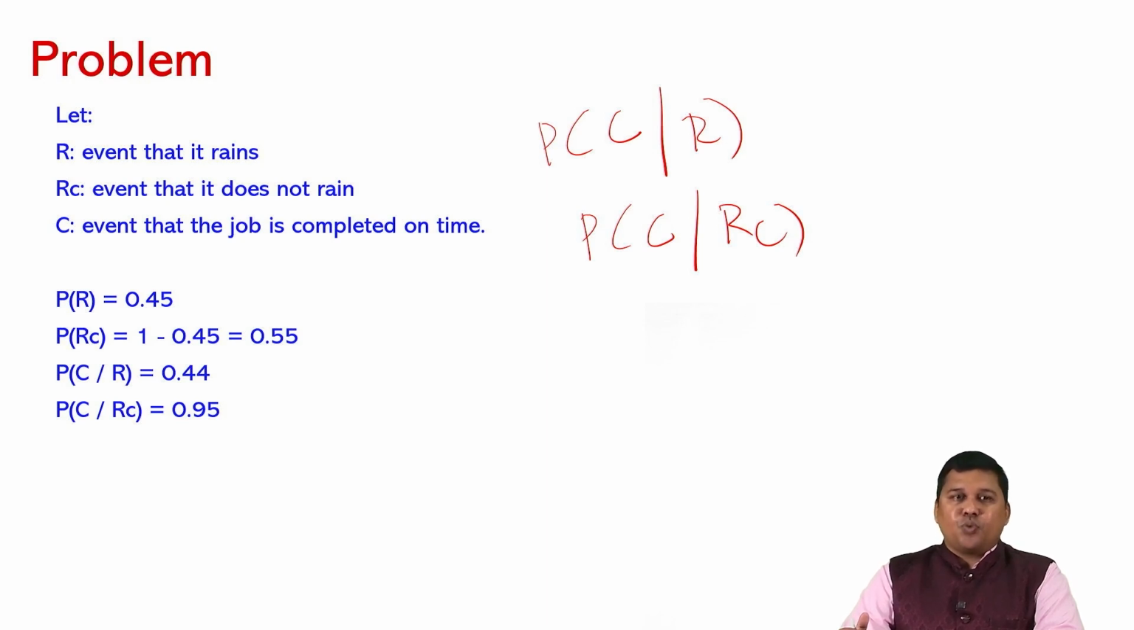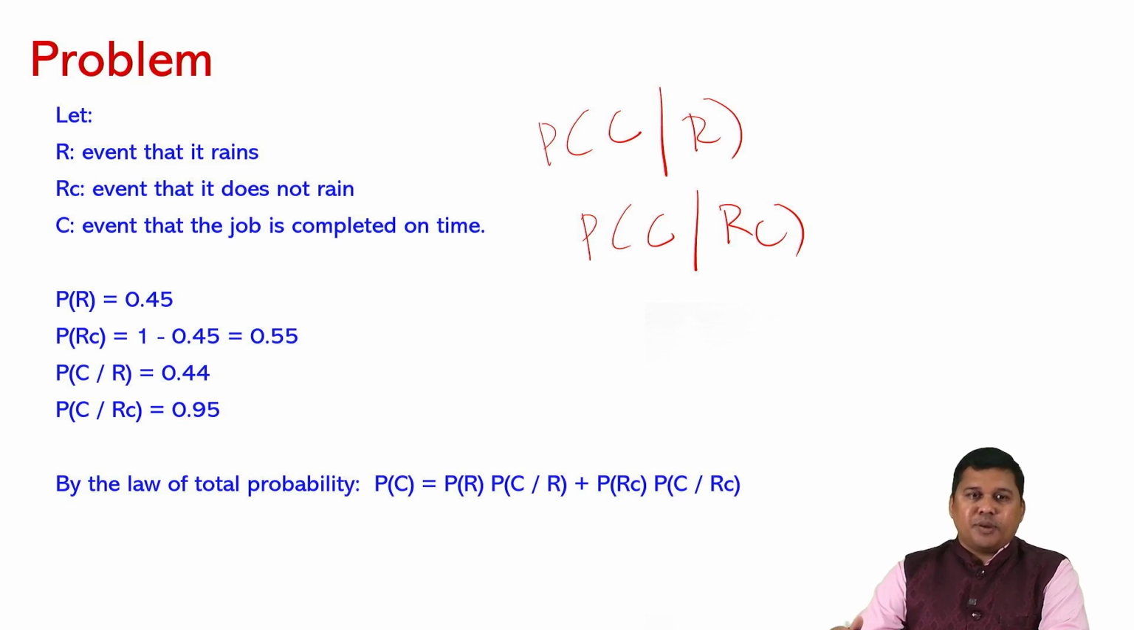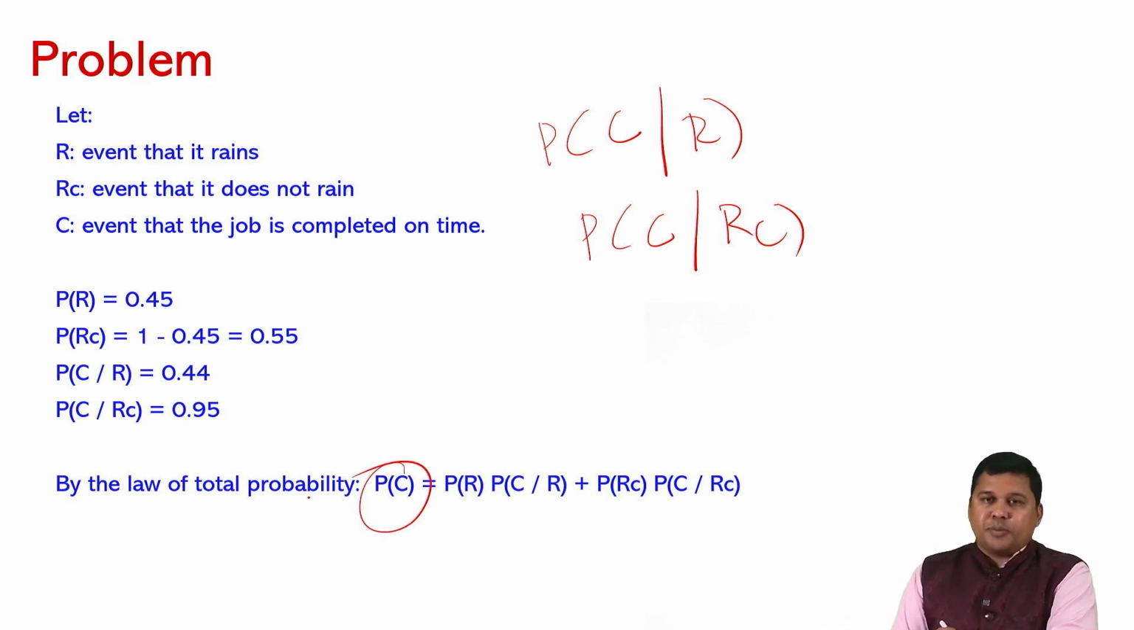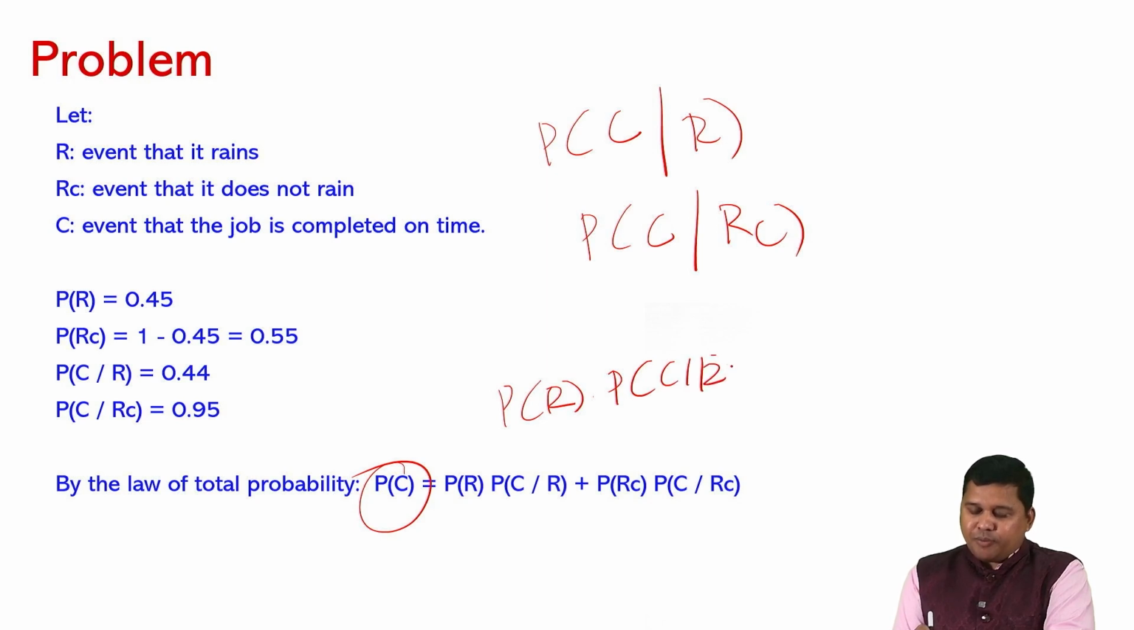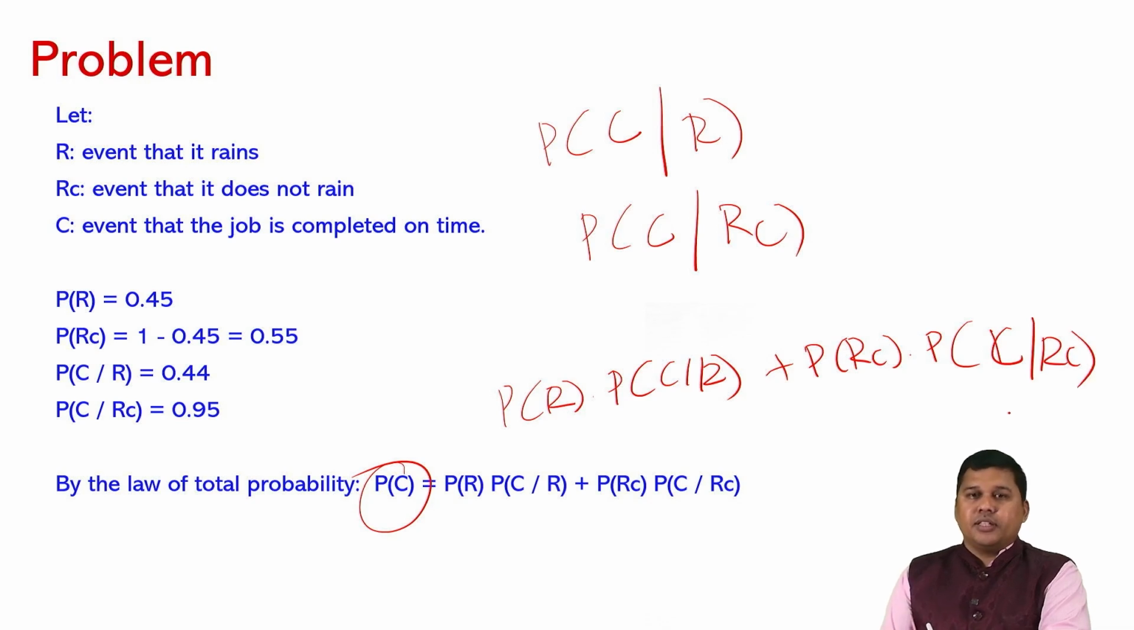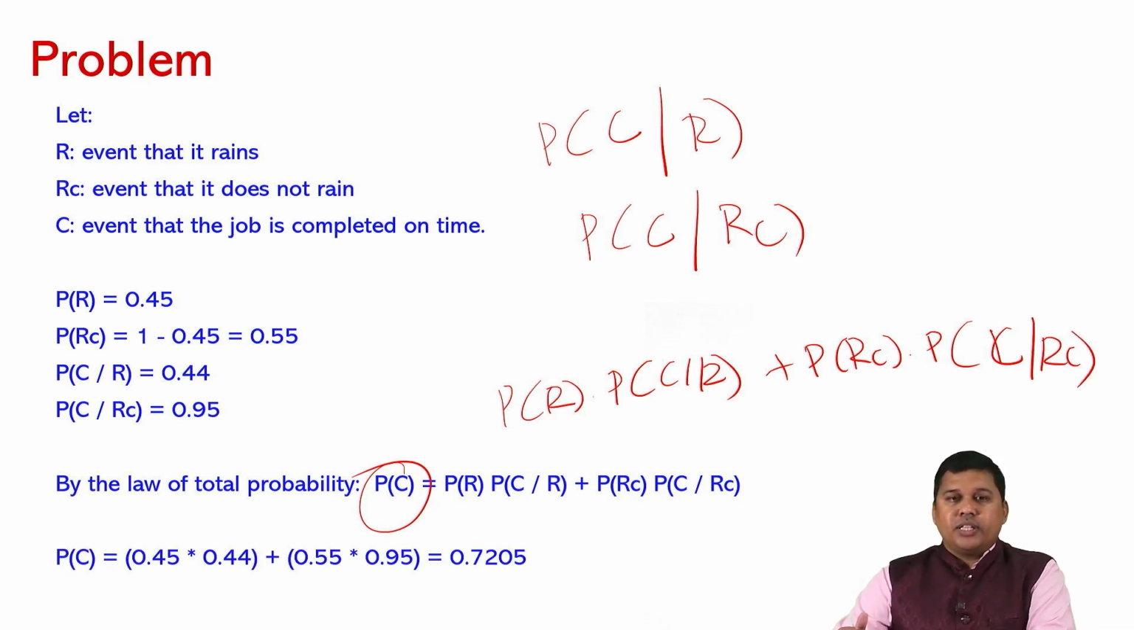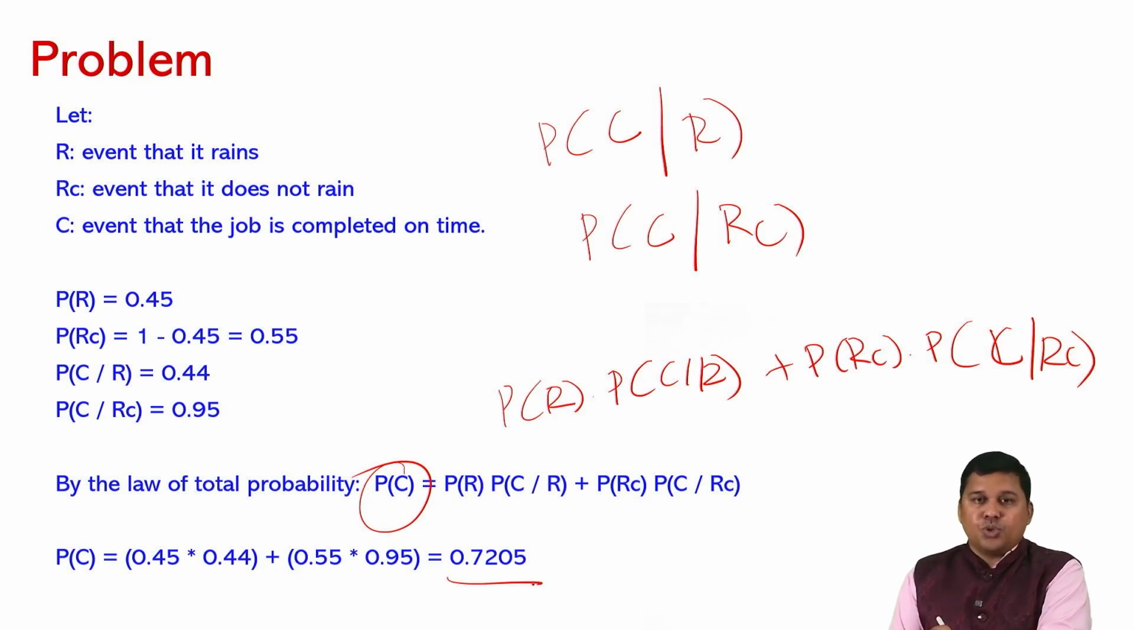Right. Now, they are asking to find the probability of C. What is the probability of completing the job? By using the total law of probability, P of C is nothing but P of R into P of C given R plus P of RC into P of C given RC. This is the total law of probability. So, if I substitute all the values, I get 0.7205. This is the probability of completing the event.